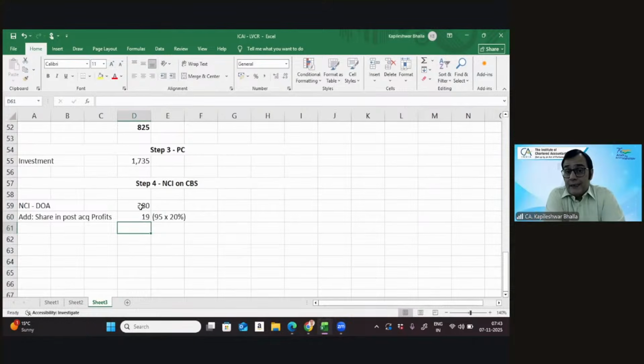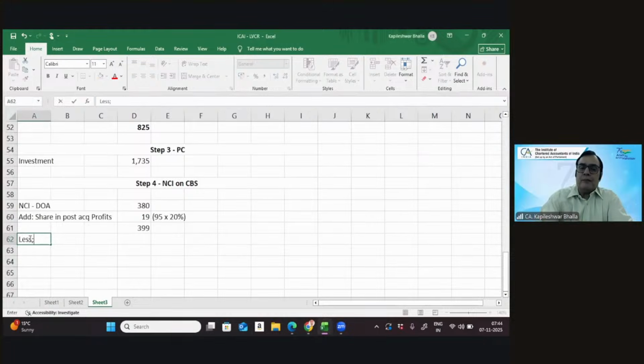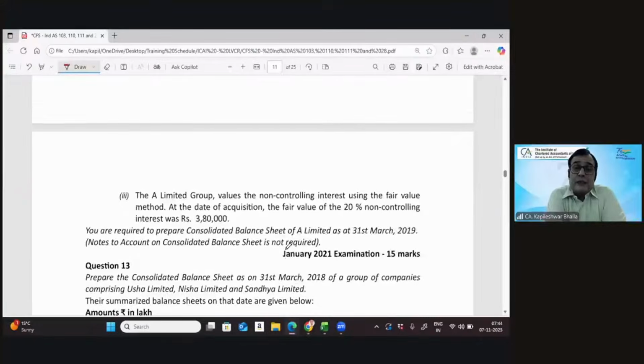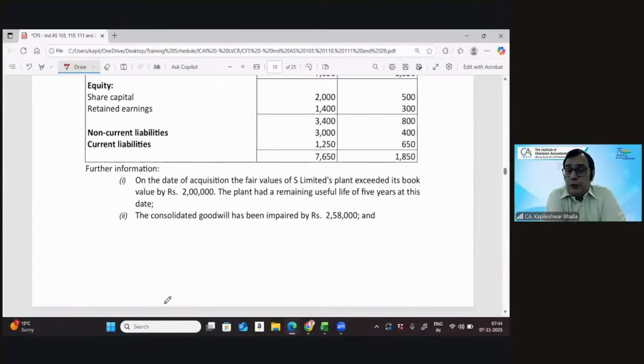Is there anything else which needs to be adjusted in terms of NCI? Are there any other focus points we need to be careful on when calculating the non-controlling interest? Very good. We need to make a reduction of the impairment. Since the NCI is at fair value, there is a need to reduce the impairment of goodwill as well. Wonderful indeed. So we take the impairment of goodwill. If you go back to the additional information in point number 2, the goodwill is impaired to the extent of 258.